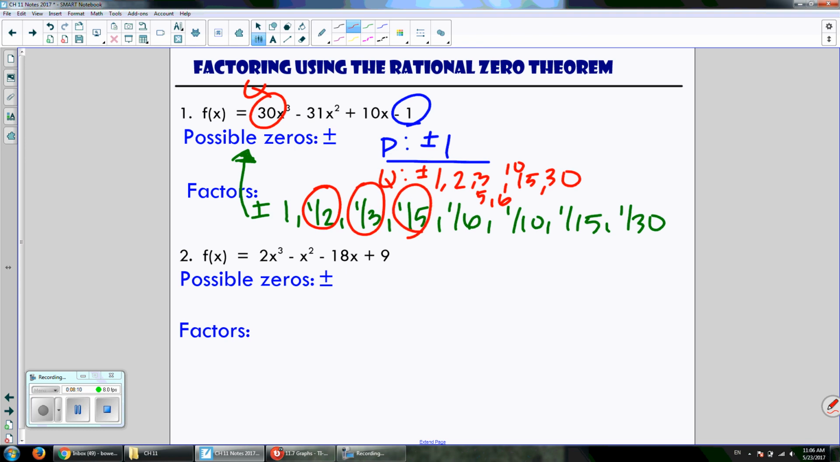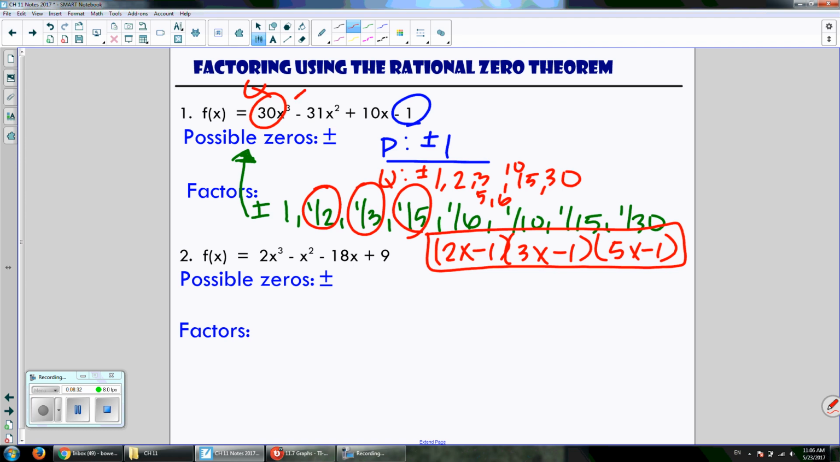So then to turn those into the factors, this is something we've done a lot. 1/2 would be 2x - 1. 1/3 would be 3x - 1, and 1/5 would be 5x - 1. So that's how you would turn your possible zeros, check it on your calculator, find out where they actually cross, and then get your factors from here. This should make sense because we found 3 zeros, and it was a cubic function, so that checks off our list as having the correct number.